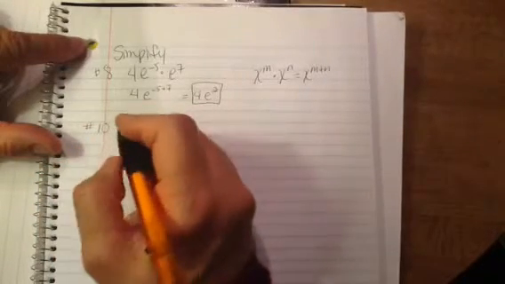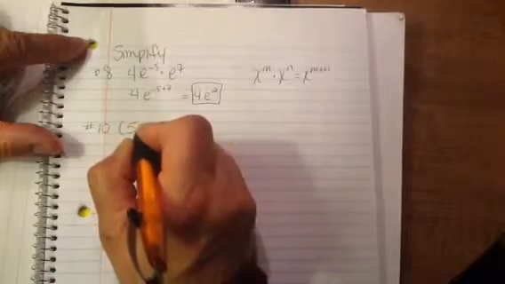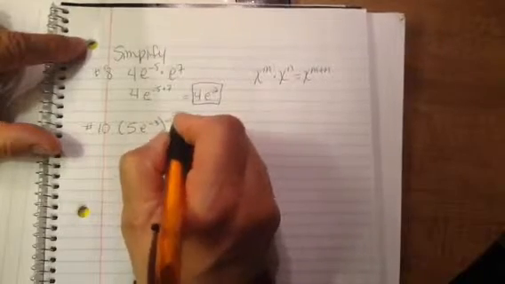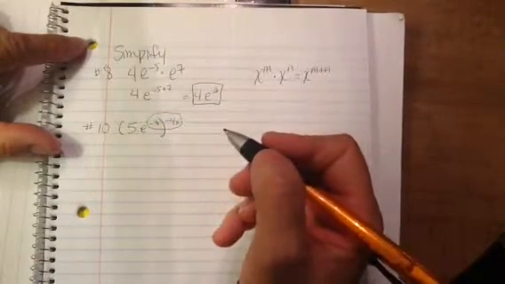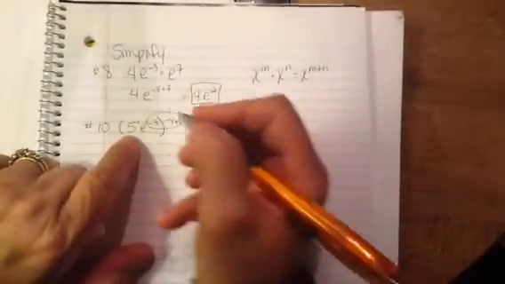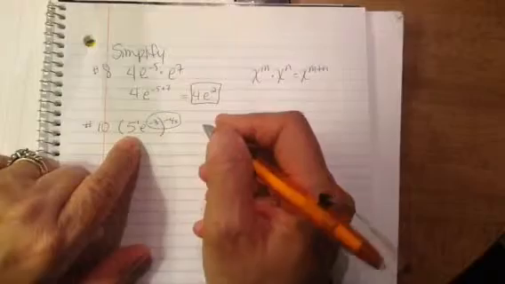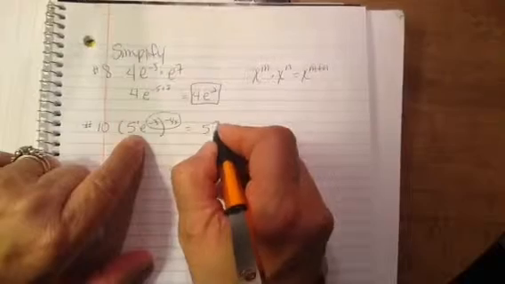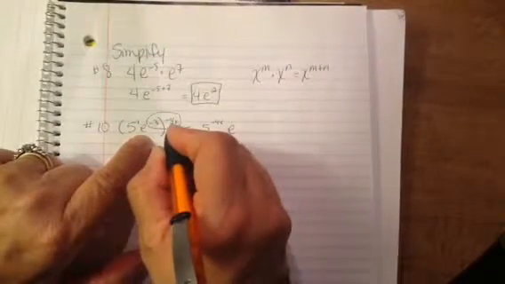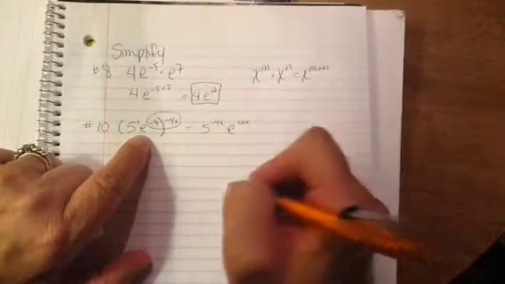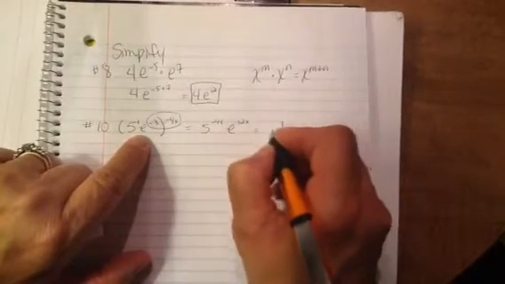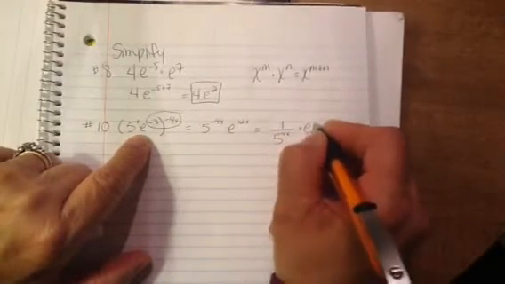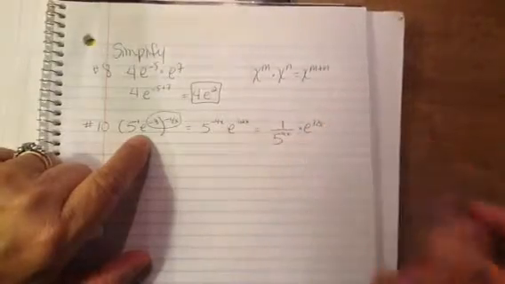So let's look at number 10. Number 10 says 5e to the negative 3, and it's raised to a negative 4x. We're going to now multiply these exponents. Now remember, 5 to the 1 has an exponent. It happens to be 1. So what we're going to write here is 5 to the 1 times negative 4x, and then e to the negative 3 times a negative 4 is a positive 12x. Now you could simplify this as 1 over 5 to the 4x times e to the 12x, and that would be just fine.